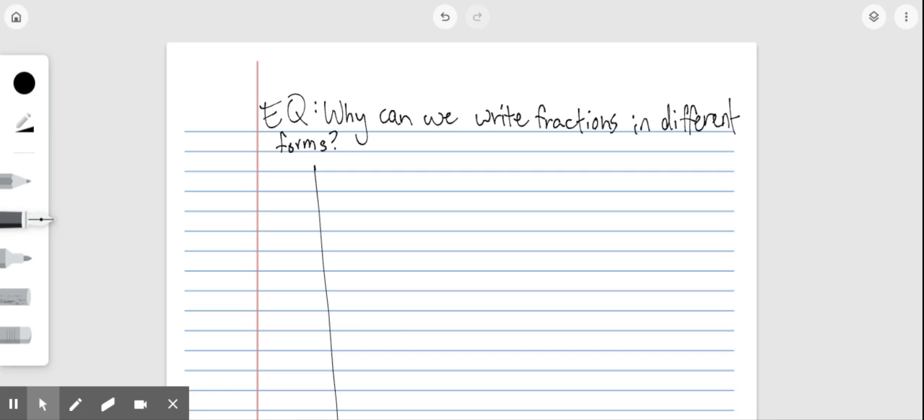All right, beautiful people. So today we're talking about writing fractions with equivalent fractions. And our essential question is, why can we write fractions in different forms? So why do we find equivalent fractions? Why do we do that? And how does that work?